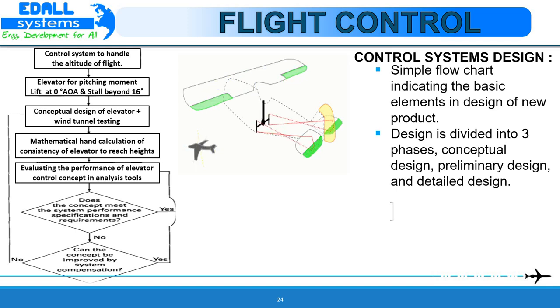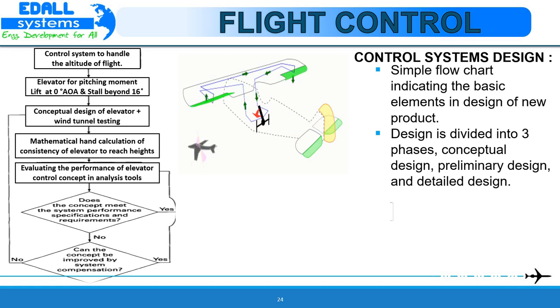So first, as soon as we come to know that we have to design a control system to handle the altitude of the flight, we have to go to the elevator for pitching moment. Under elevator pitching moment, we have to have a condition that lift should be at 0 angle of attack and the stall should be beyond 16 degree. If this is decided, then we can go on to the conceptual design of the elevator and then do the wind tunnel testing for the same.